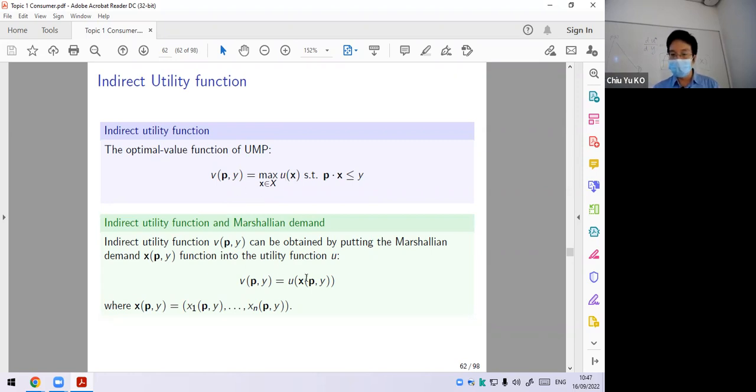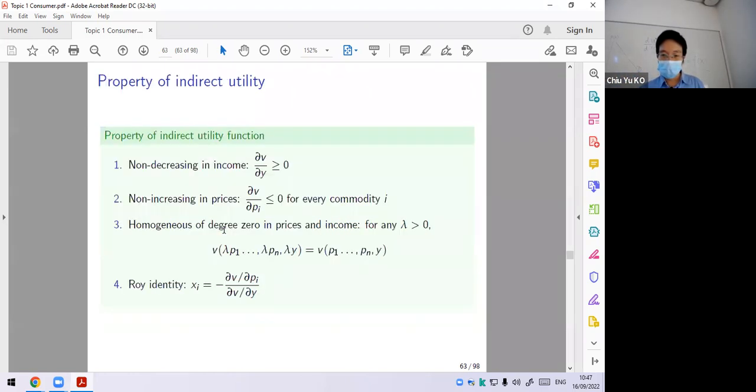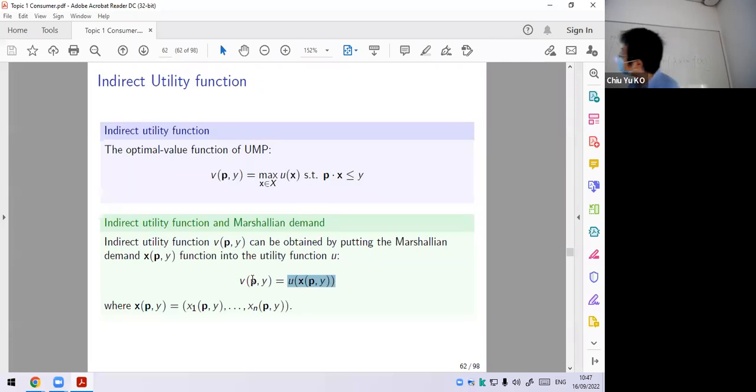It's very natural. Of course you have to prove it, but the indirect utility function is just: you take the original utility, put the Marshallian demand in, and that is the answer. I don't think I need to explain this, but of course if you look at the textbook, they actually prove it. Of course, you can believe it without any proof. So you may ask why we care about all this.